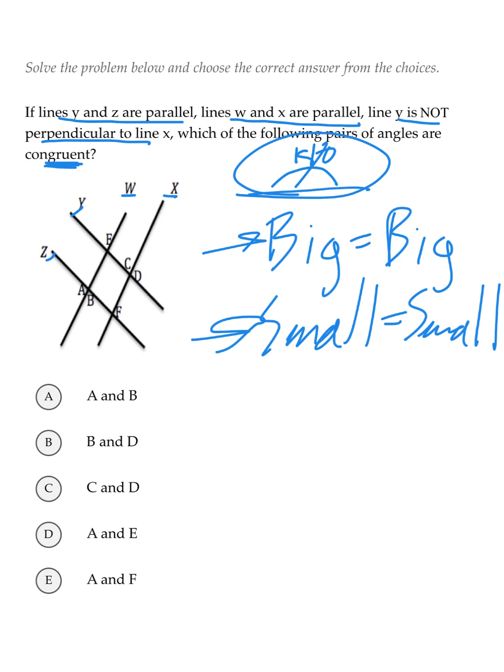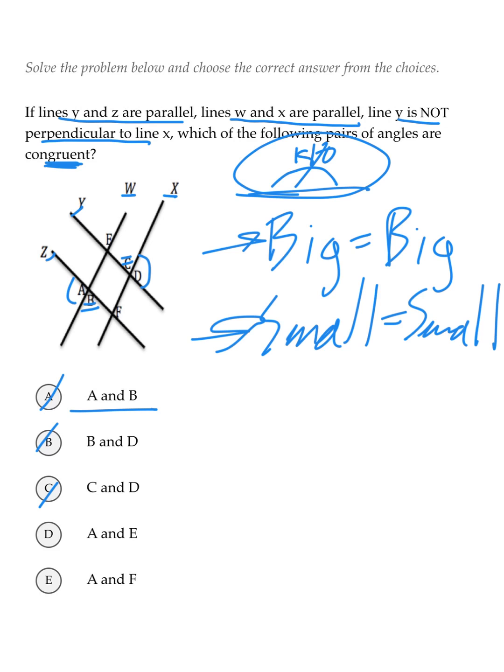So let's start with answer A, which points us to angles A and B. Since A is a big angle and B is a small angle, yeah, those aren't congruent. They're not the same. Angles B and D, okay, well, B is a small angle, D is a big angle, okay, those aren't the same. For answer C, we have C and D. So C is a small angle and D is a big angle. Okay, answer C is gone because those angles are not the same.